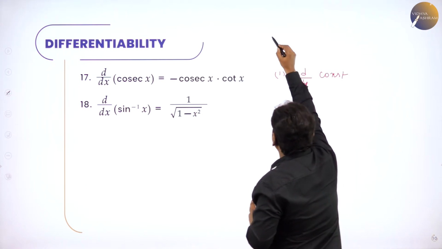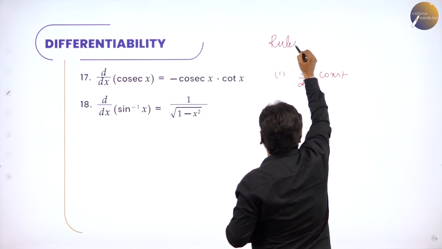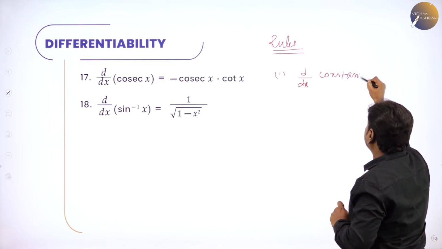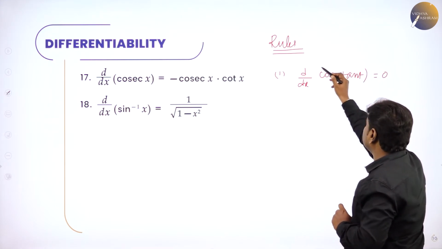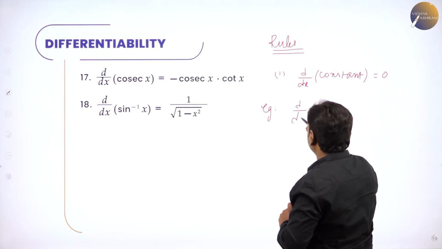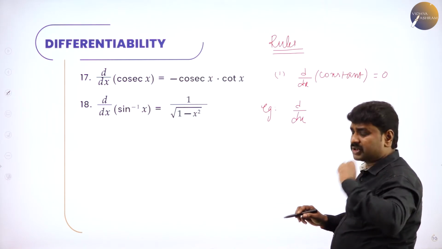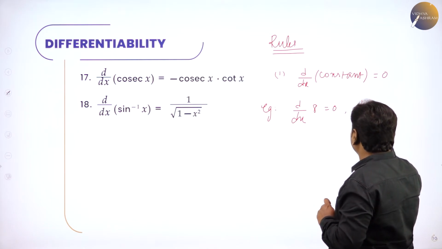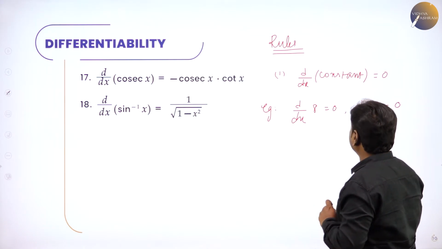So now I'm writing the rules. Make a note. Rule number 1, the constant rule: d by dx of a constant is 0. Derivative of a constant is 0. Example: in the beginning I told you all numbers are constants. d by dx of 8 is 0. All alphabets except x, y, t are constant. d by dx of m is 0.